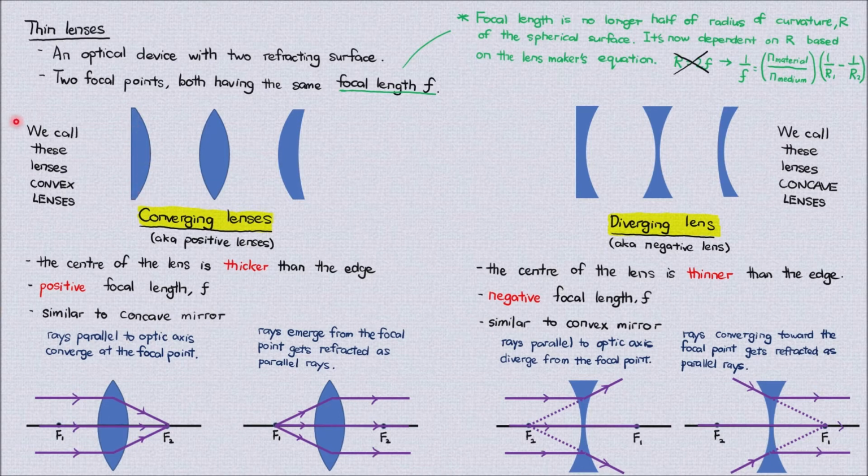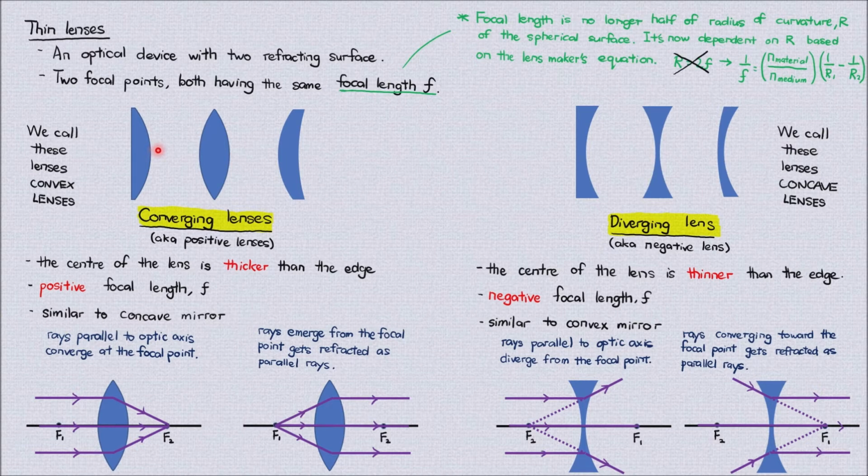So when light strikes one surface, it gets bent due to a change of medium, and when it escapes the lens, it experiences another change of medium. Therefore, it undergoes another refraction when it gets out from the lens. There are many different shapes of lens which we will discuss later.